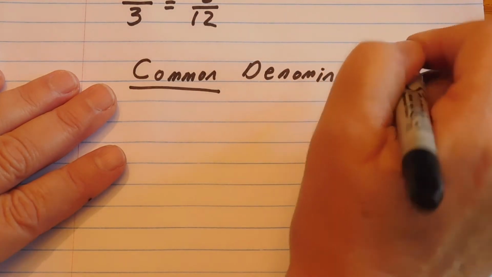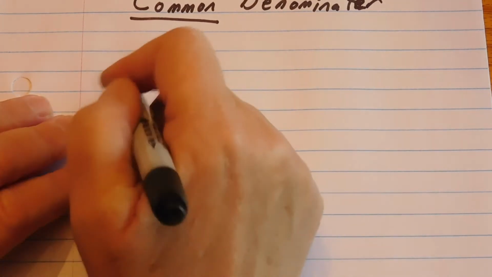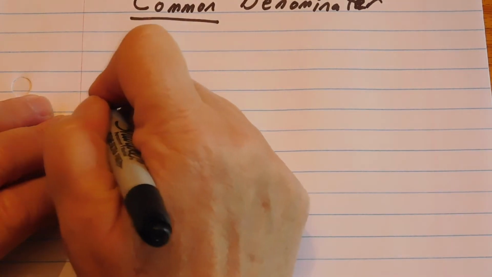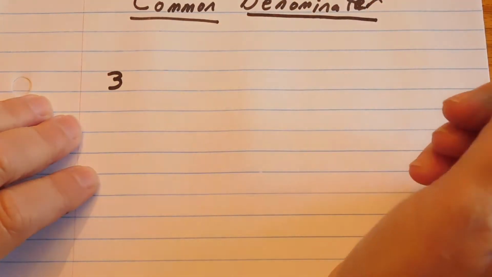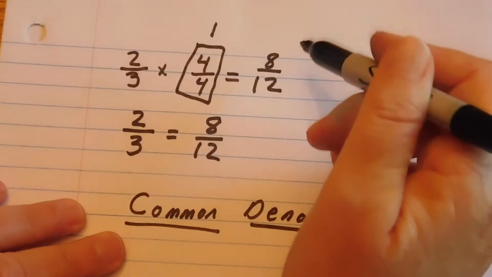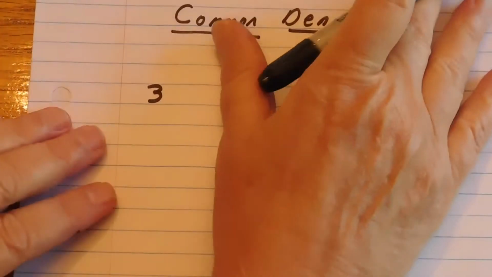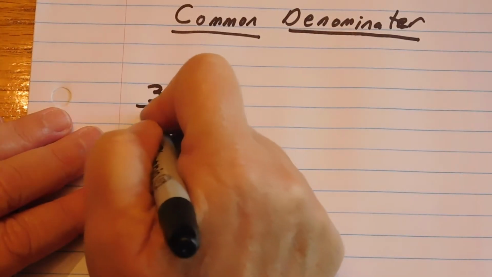Just realized I didn't spell that very well. Okay, so I'm going to write some fractions on here. Oh, and just a reminder, the denominator is the bottom part of a fraction. So in this fraction, 8/12, 8's the numerator, 12's the denominator. So I'm going to write 3 fractions.